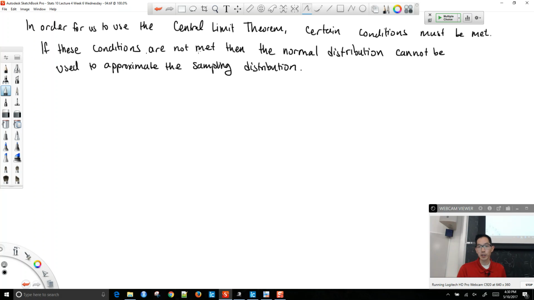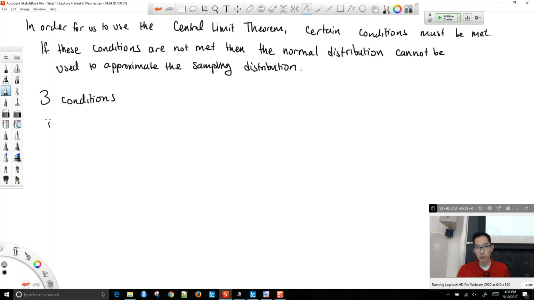Okay, so anyway, if these conditions are not met, the normal distribution cannot be used to approximate the sampling distribution, and therefore we can't answer questions like the one we just asked, because the one we just asked depends on using the normal distribution, and we don't have a straightforward way to answer those questions. Okay, so there are three conditions.